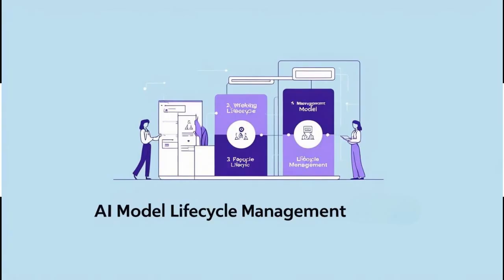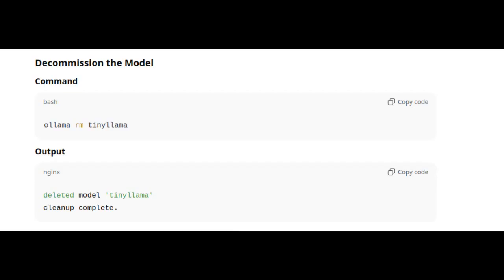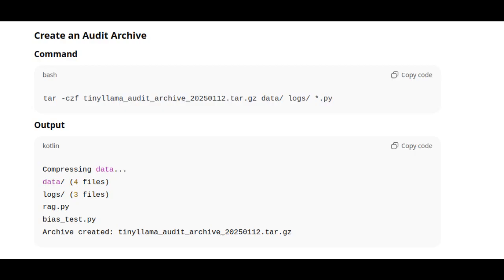AI is powerful, but only when you control it. When a model's lifecycle ends, we retire it responsibly. So we run ollama rm tinyllama. Then archive everything: the logs we have gathered, manifest, changelog, test results, bias audits, and rollback artifacts. This will form your compliance package, ready for audit, training, or governance review.